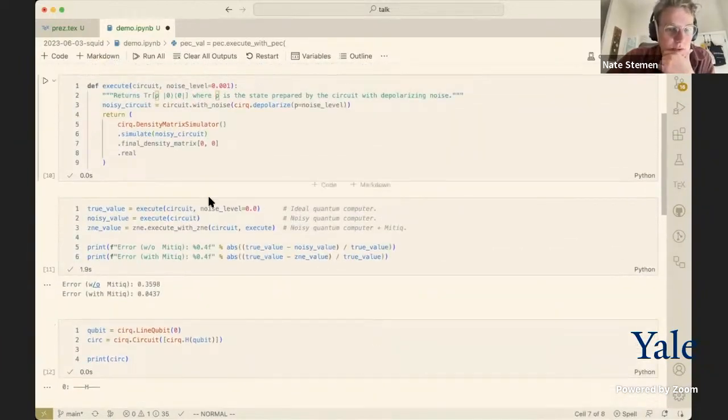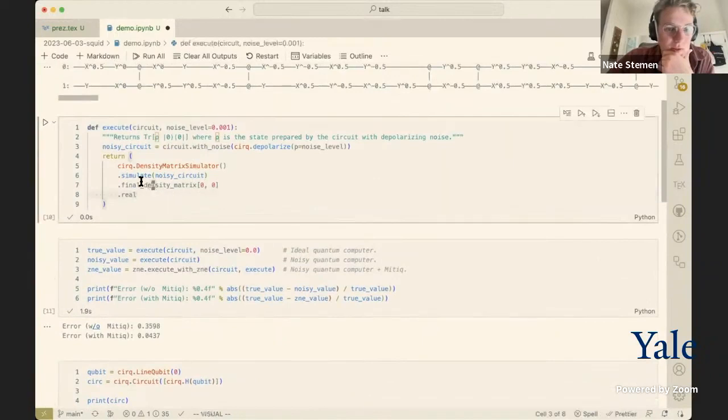Let's see. Well, so this is just doing a density matrix simulation, so there's no shots parameter. Oh, that makes sense. I forgot what the executor was doing. Yeah, but that's another thing: a lot of times you would have some sort of shots, and then you could have that be tuned as well.